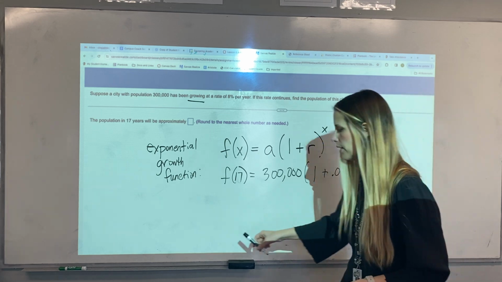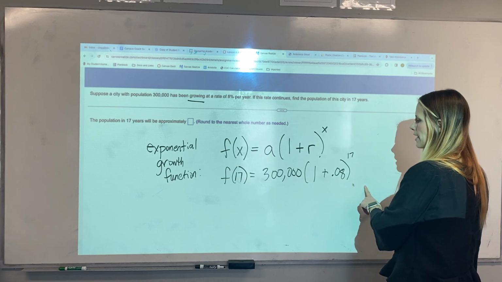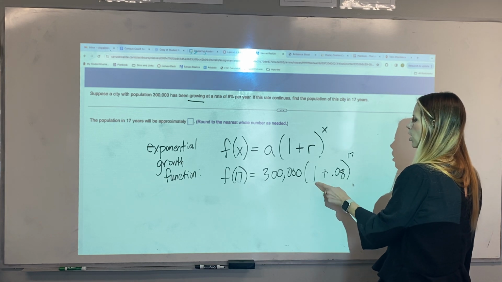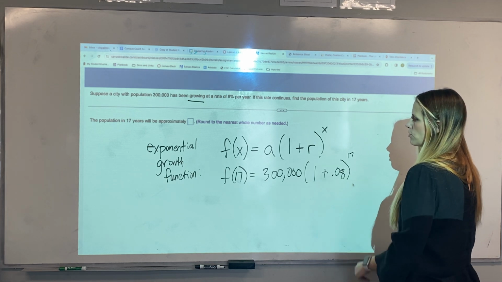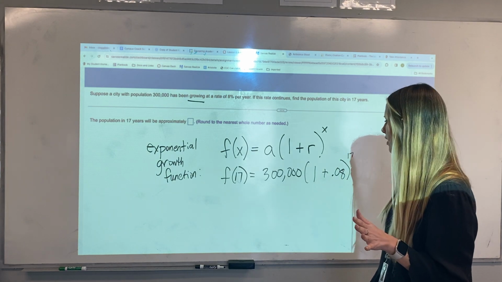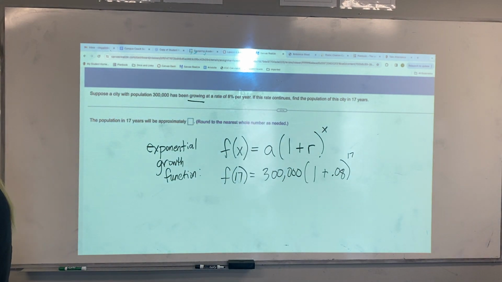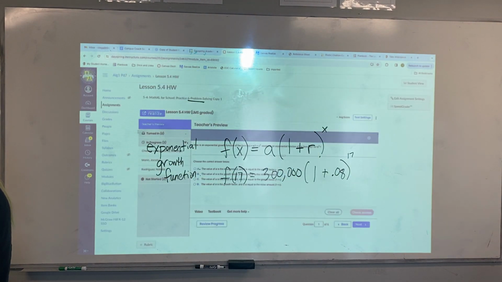So you can either do your EOC calculator and type this in exactly as is, or if you want to simplify it on your own, you could do 1.08 on your own. Do you guys like doing it? You can do it on your EOC calculator. If I do it on my EOC calculator, which I have, I'll just get it.